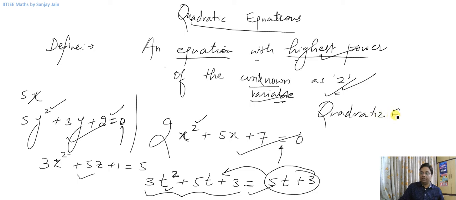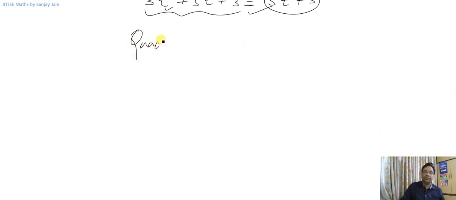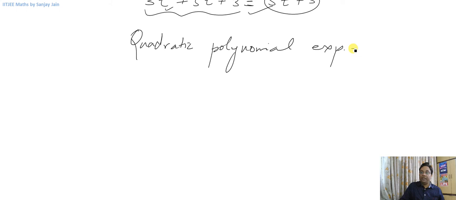Another way of looking at it is, we have studied about polynomials, right? If we have a quadratic polynomial expression, and we equate it to 0 or some other constant or some linear, okay, for the moment you consider that you equate it to 0, right? You equate it with something that doesn't change the fact that highest power of the variable is 2, then this will be known as quadratic equation.